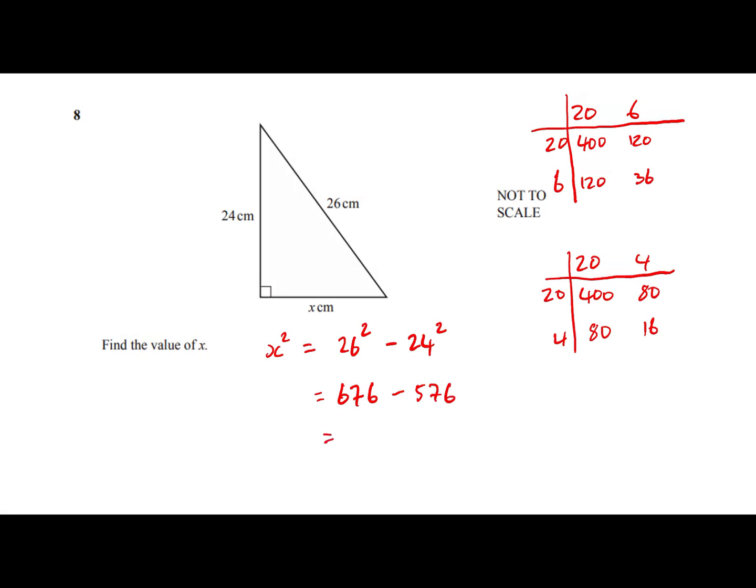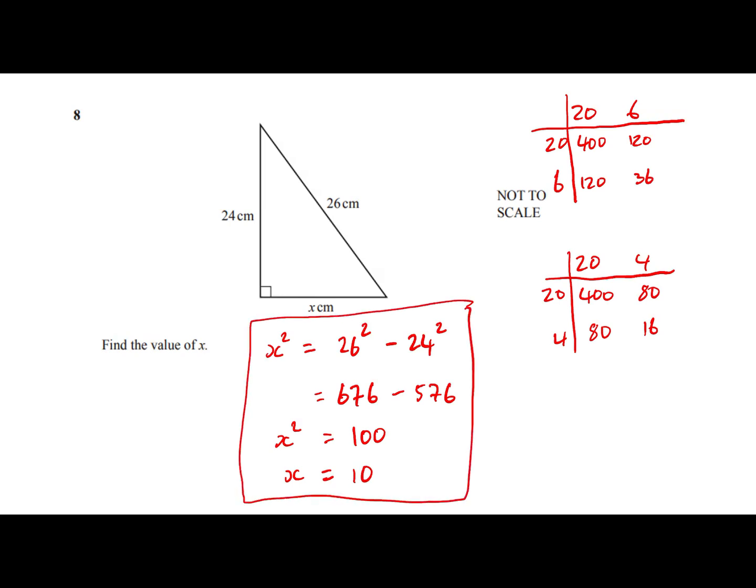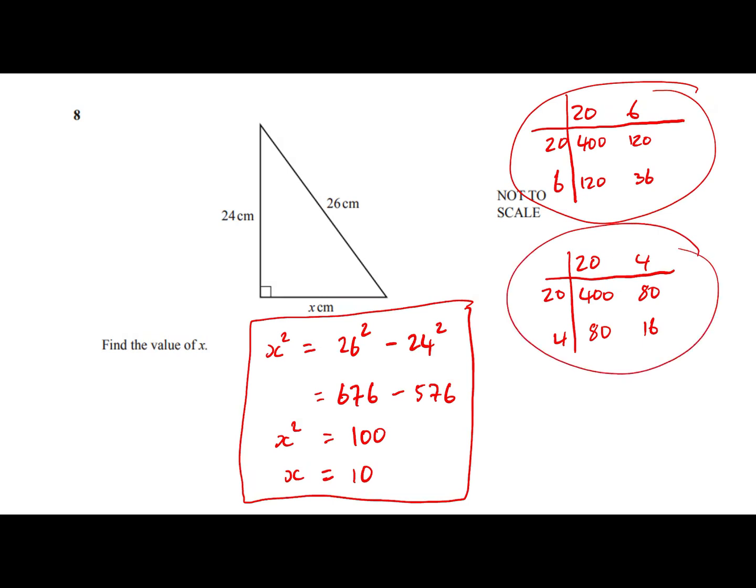Okay, and so that is going to be 676 minus 576, which is nice and easy. That's going to be 100. And so x is the square root of 100. X is equal to 10. Okay, so most of you did understand that you had to do this calculation, but then you did your multiplication badly. That's where you made your mistake.